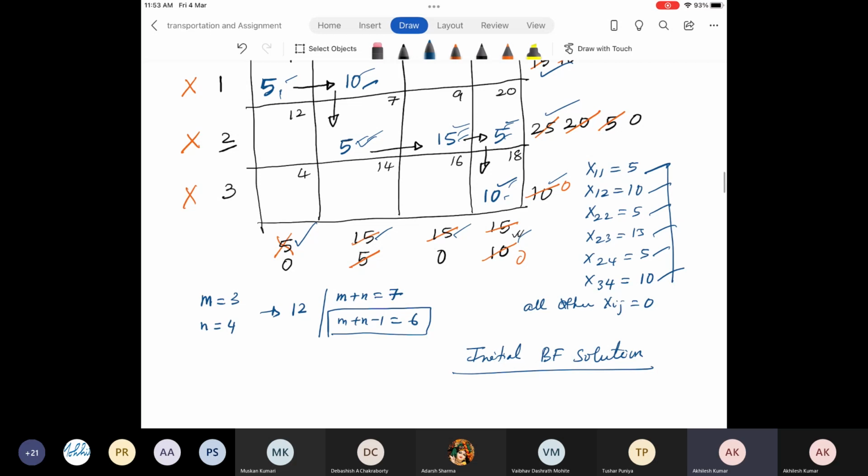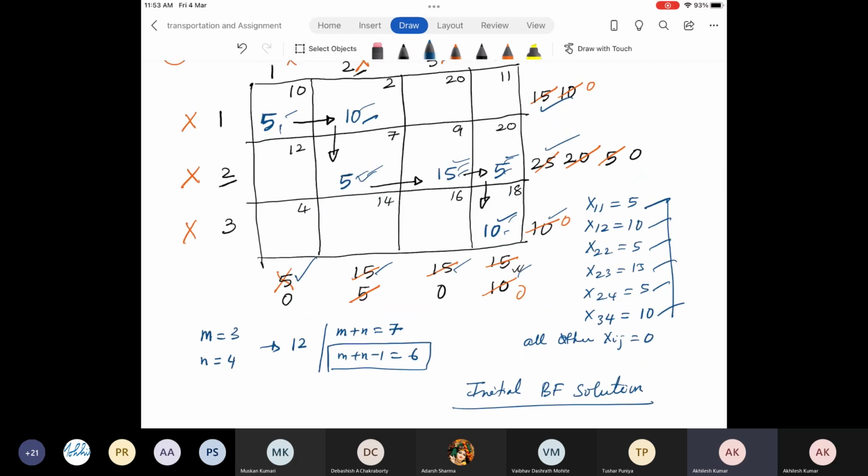Okay. Now, can you find me the G value for this problem? How much is the G value? Give me the G value for this allocation.